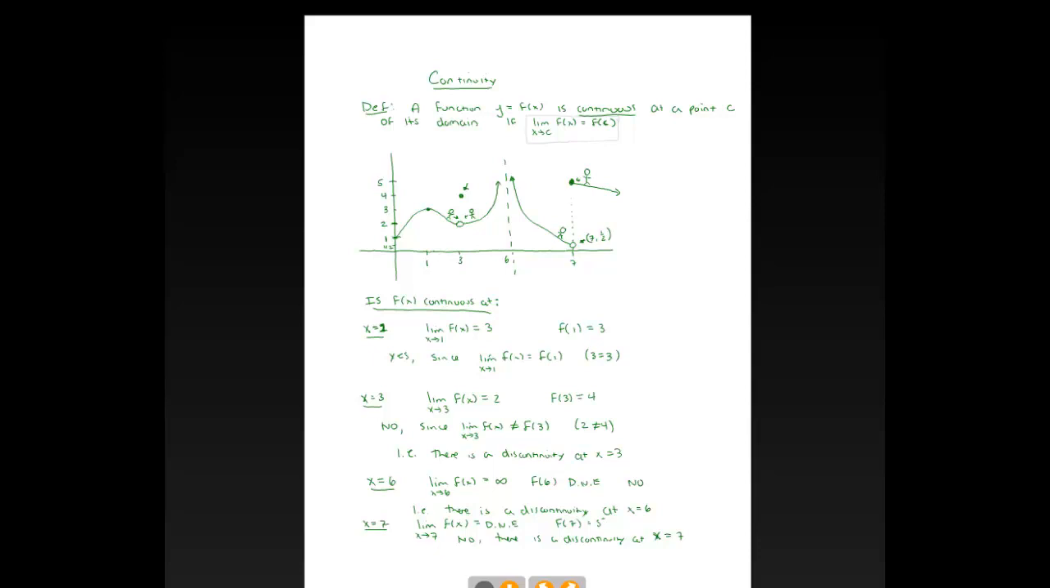Now, one thing to keep in mind, it's actually pretty easy. If the question is just a yes or no, is f of x continuous at x equals 1, at x equals 3, at x equals 6, at x equals 7? Rule of thumb is, if you trace the graph from left to right, any point at which you have to lift your pencil up and then put it back down, at any x value for which you have to do that, that means there's a discontinuity there.